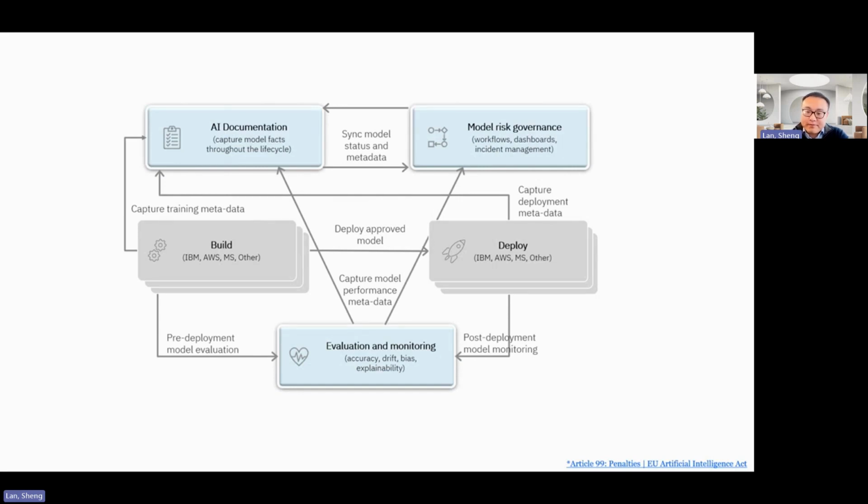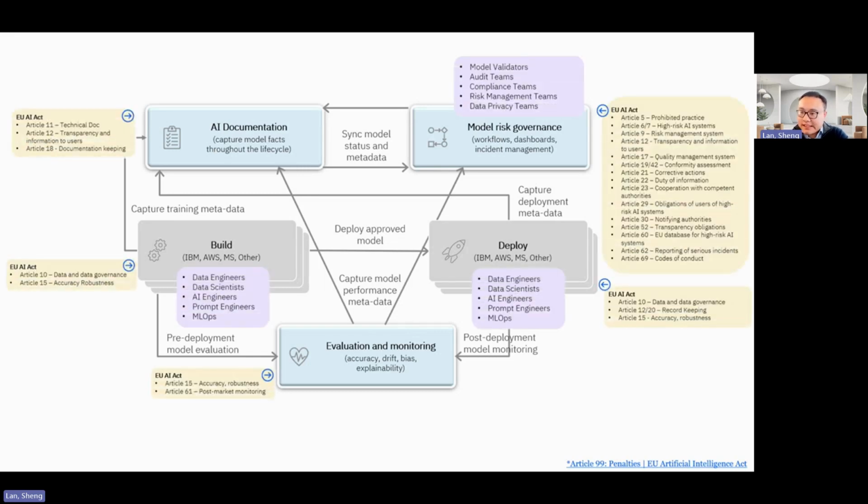Essentially, there are three main components. One is AI documentation, where you document the model details and use cases. The second part is evaluation and monitoring. You do the evaluation during development and testing, and monitor the model performance after you deploy to production. The third part is risk governance, where you do assessment and review all your use cases and models, making sure they are aligned with compliance and regulations.